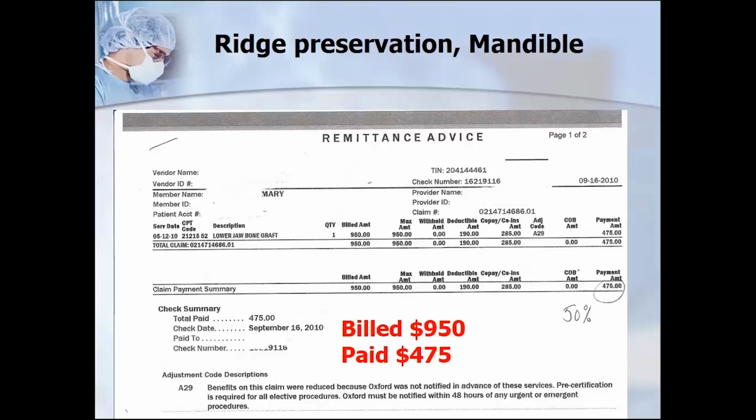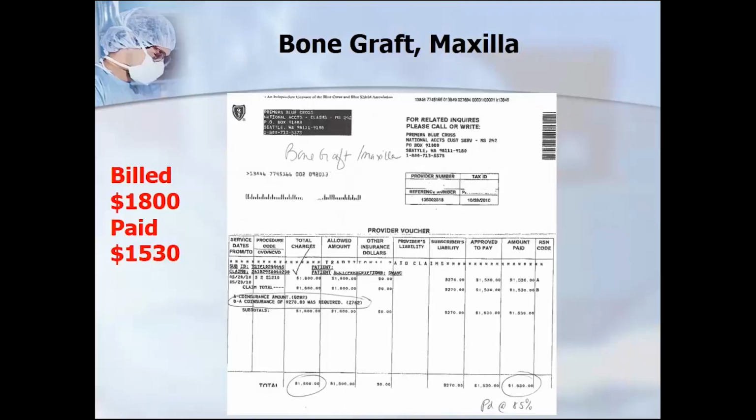Also notice the comment at the bottom, and this is extremely important, and we will be discussing it during this program. Benefits on this claim were reduced because Oxford was not notified in advance of these services. In other words, pre-certification was not done. This was not an emergency service. This was an elective procedure. So therefore, the payment was less.